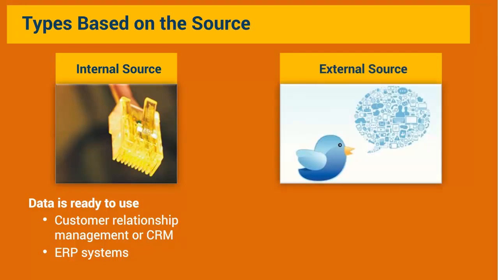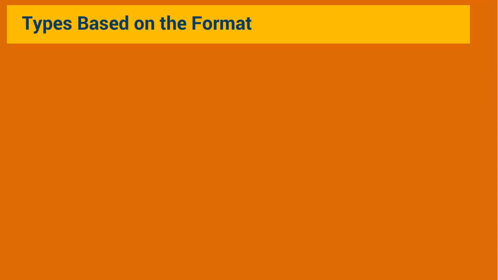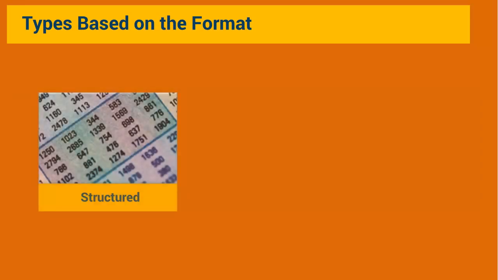On the other hand, data received from syndicate data suppliers, blogs, social media, market research organizations are considered as data from external sources. They may not be ready to use. Have you ever wondered why some data are ready for use and some are not? If the data has a repeating pattern, which makes it easier for any program to sort, read, and process, it can be termed as structured data.